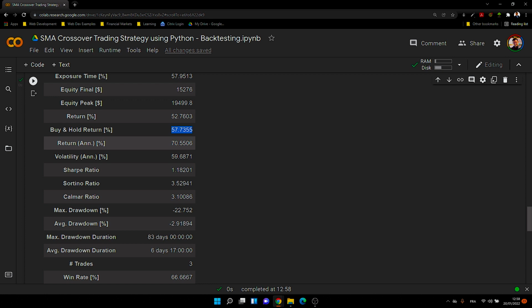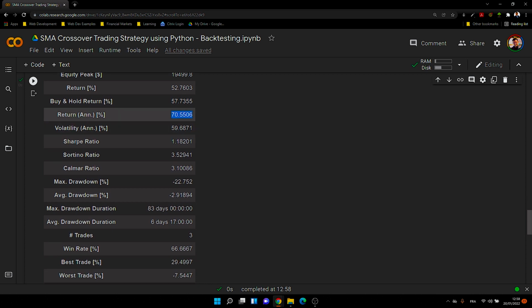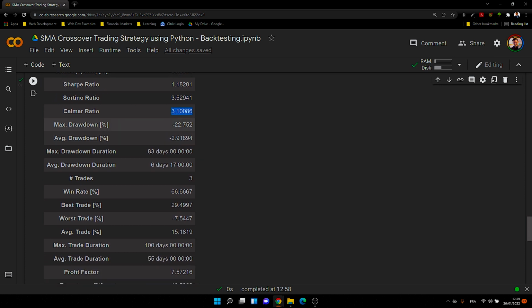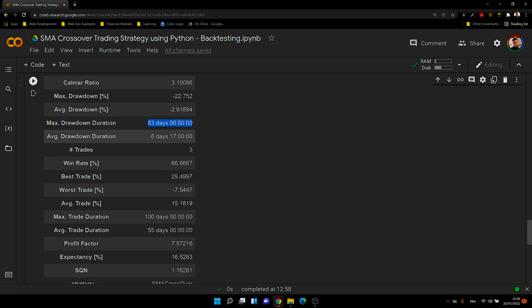Our annualized return is about 70.55%. Volatility for this period calculated annually would be around 59.68%. Our Sharpe ratio is about 1.18, Sortino ratio about 3.52, and the Calmar ratio was about 3.1. We can also see that we had a max drawdown of about 22%, so that was the worst drawdown that we had, holding a bag a bit, and our average drawdown was about 2.91%. Our max drawdown duration was 83 days, so we held the bag for 83 days, and the average drawdown duration was about 6 days.